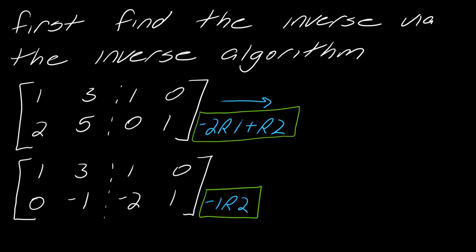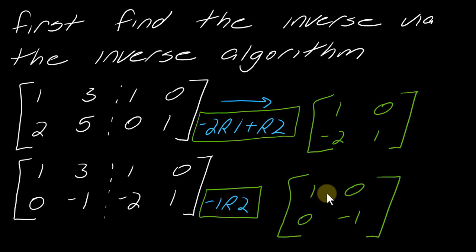And so for that one, that is going to be -2 times row 1 plus row 2. So here's what that elementary matrix looks like. And then for the next one, I take -1 times row 2. Here's what that elementary matrix looks like. So I just take each step now and I represent it as its own elementary matrix.